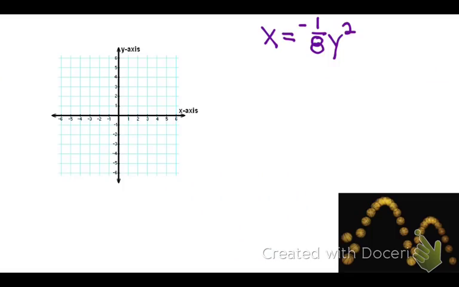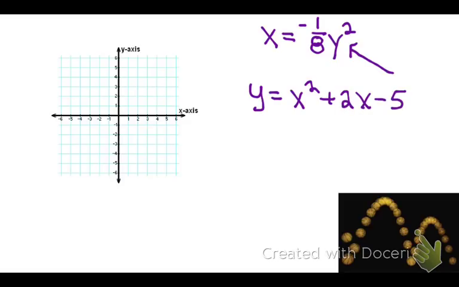All right, let's try this one. We're going to determine if this opens up or down, left or right. We notice that we have y squared. If we go back to what we learned on the previous slide, if it says y squared equals 4px, then it's going to open left or right. That makes sense because if you think back to Algebra 1, when we had y equals x squared plus 2x minus 5, for instance, the x squared always opened up or down depending on if it was negative or positive. So the y squared is left or right.